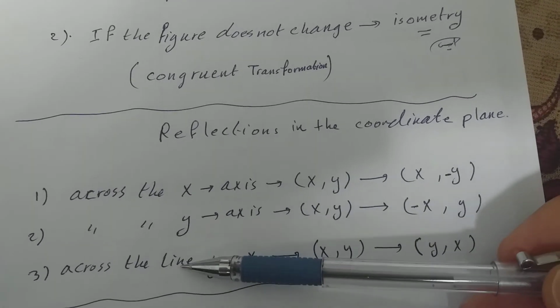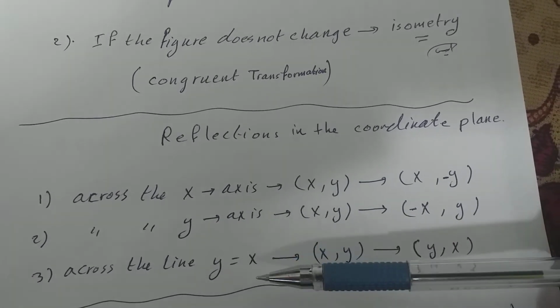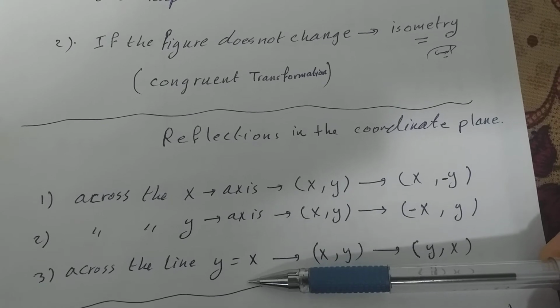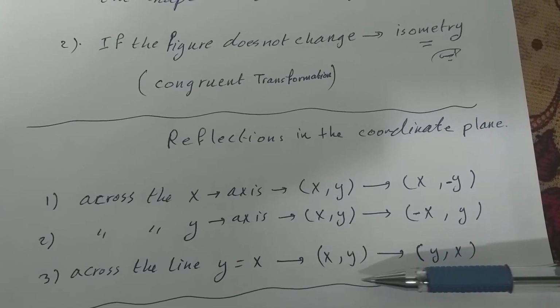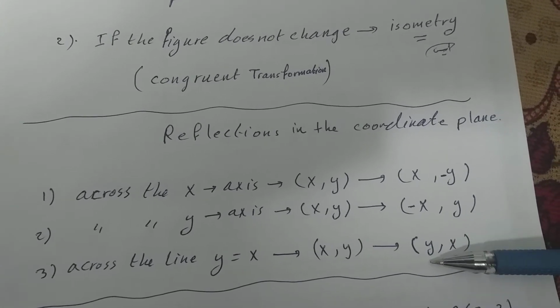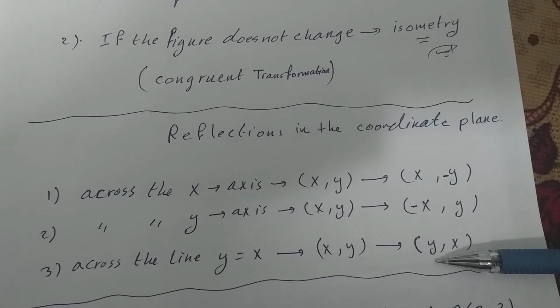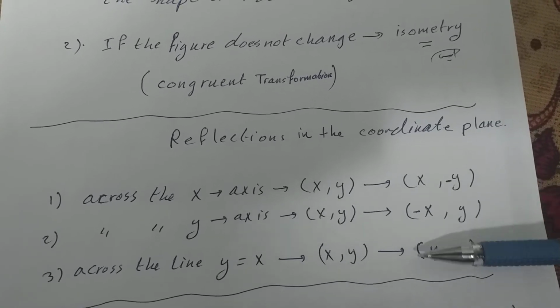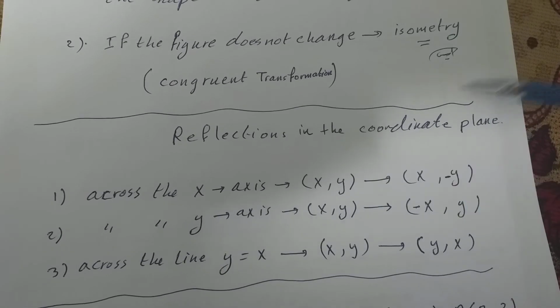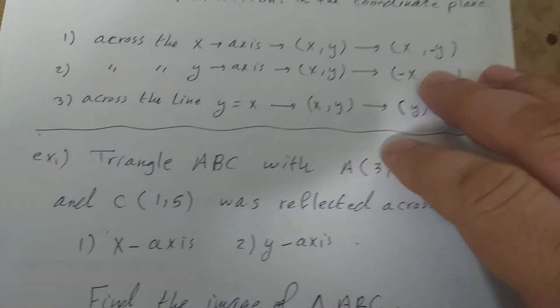And the third kind is across the line y equals x. (x, y) becomes (y, x). We just flip it. Now, to make sure that we get the point of these three kinds of reflections, I will give you an example.